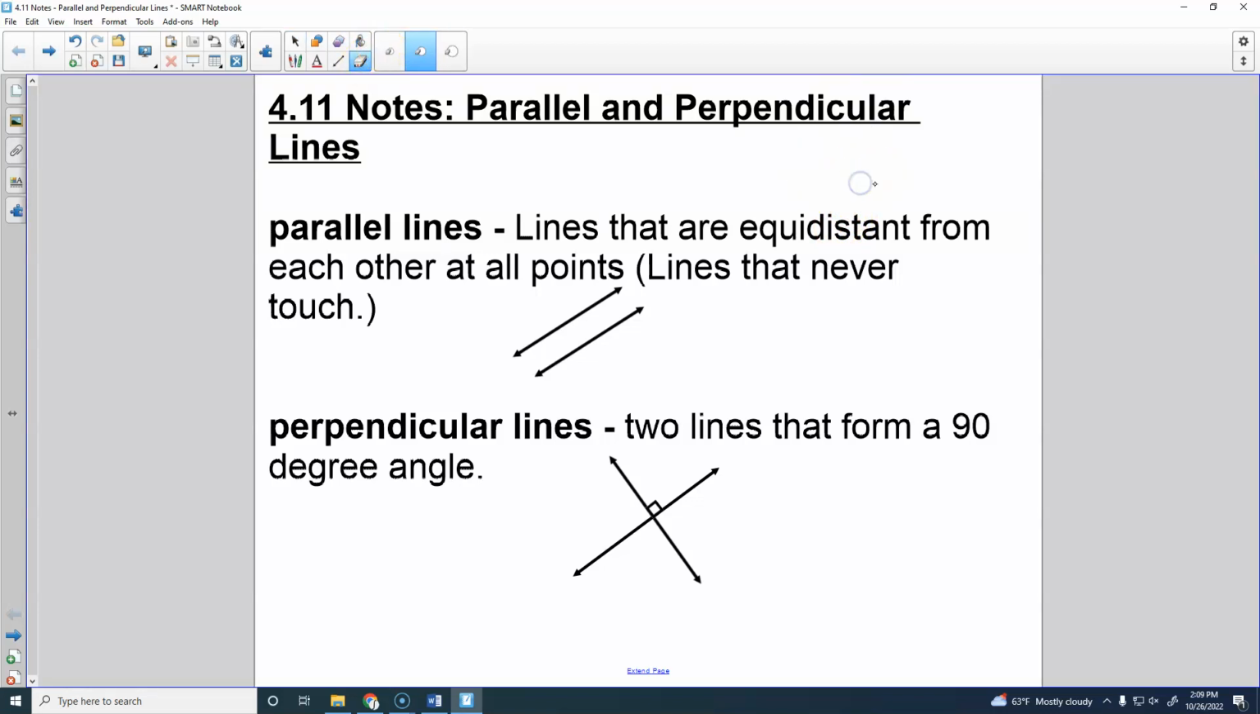So, the geometric definition of a line is that they extend in opposite directions forever. That's why when we draw them, we put those arrows on the end of them. So there are lines that can never touch, though, that aren't the same distance apart.